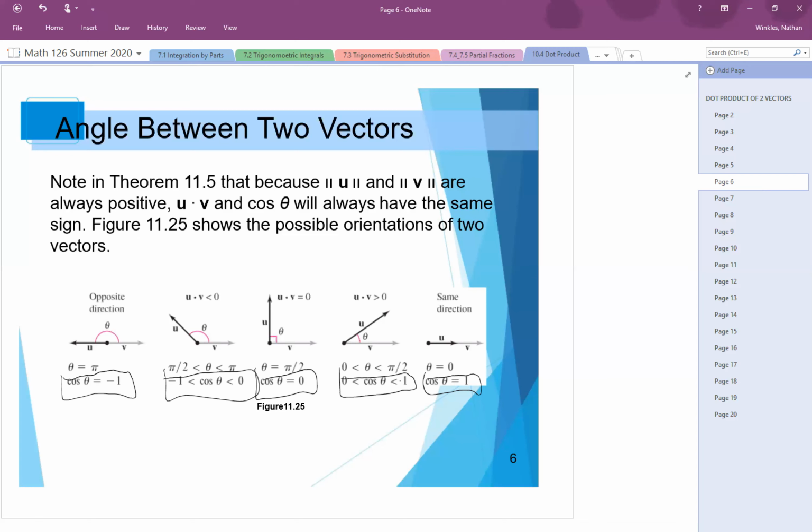If our dot product is less than 0, then we have that theta is between pi over 2 and pi. And cosine of theta is less than 0 and greater than -1.